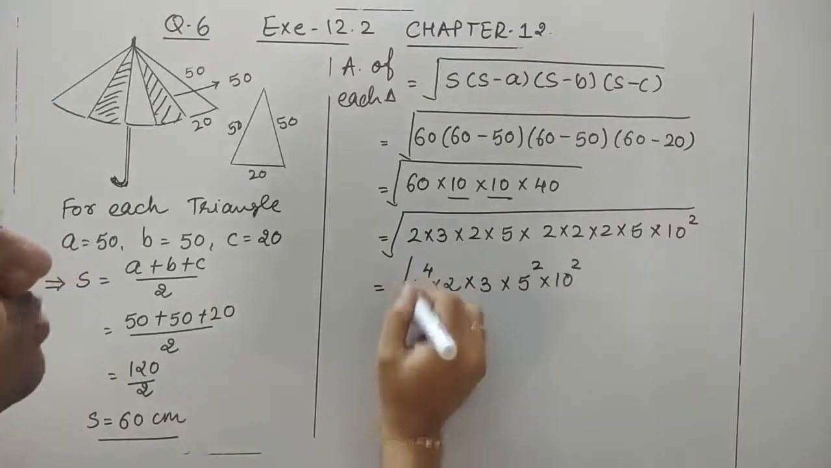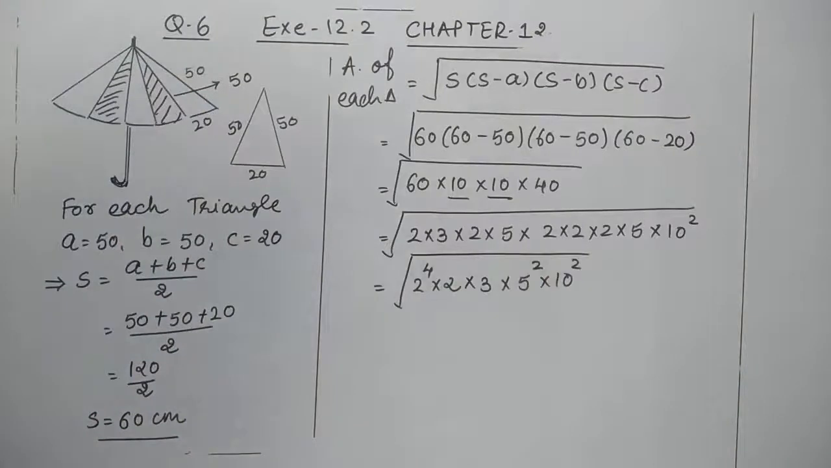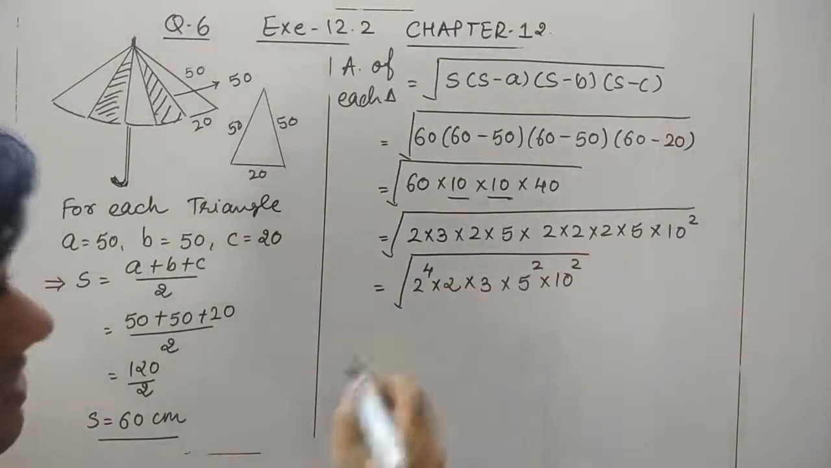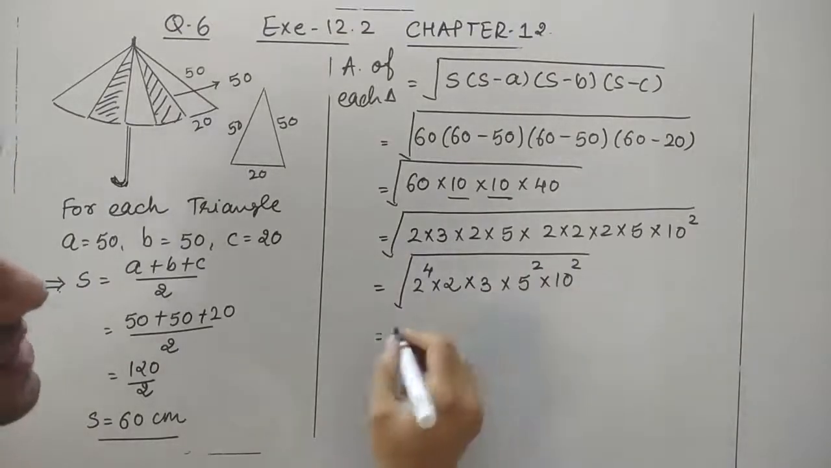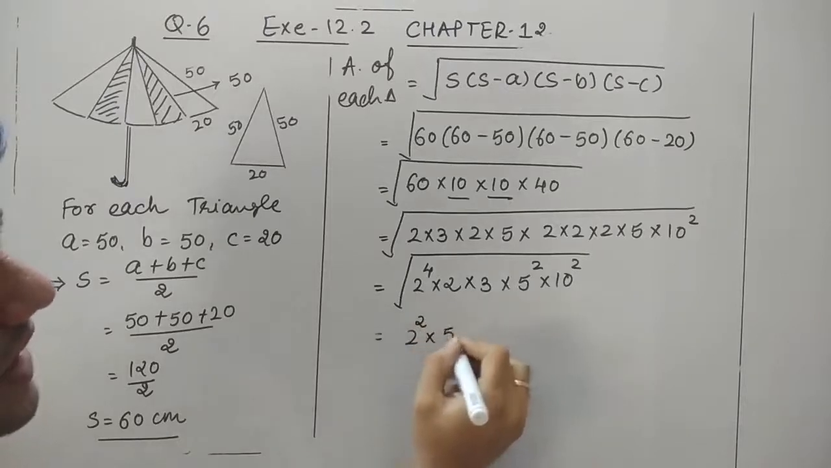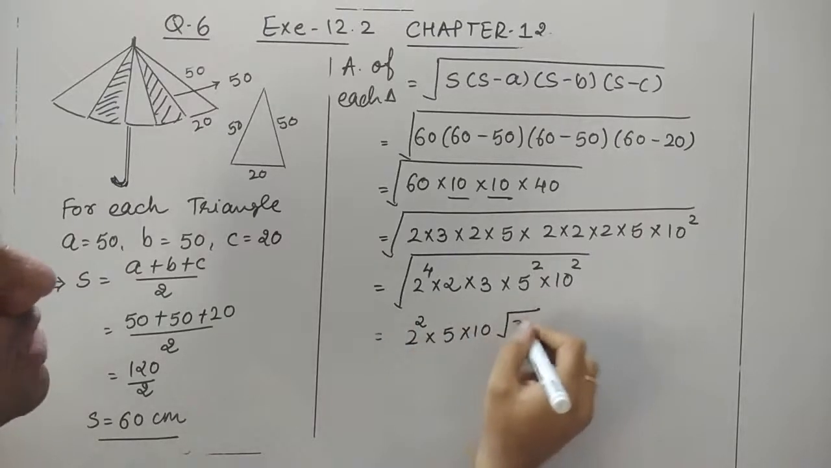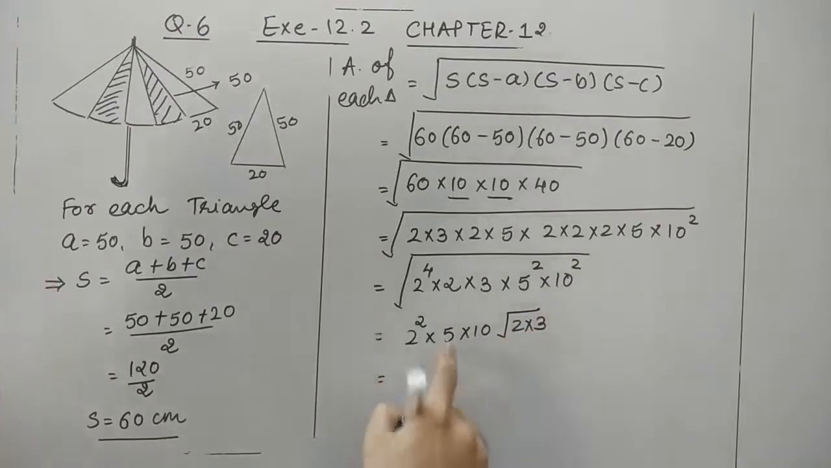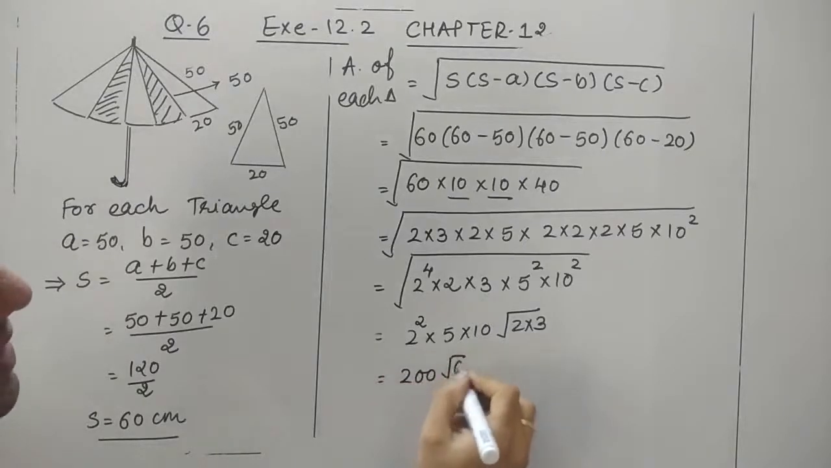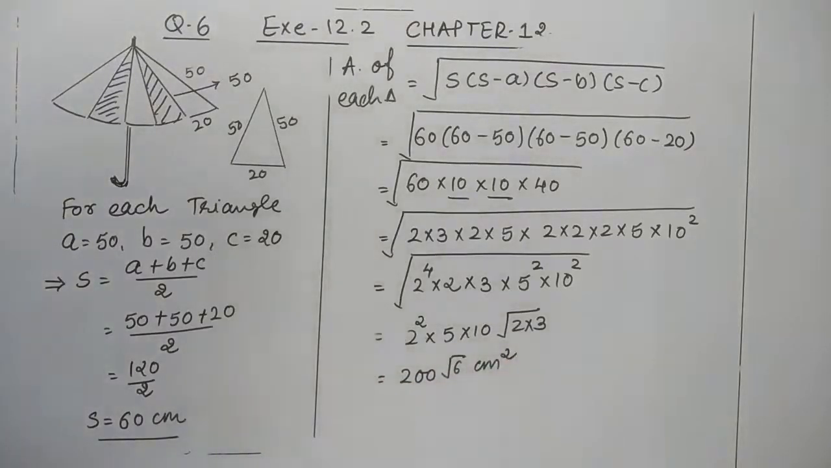So you can see here there are 2 numbers, 2 and 3, which we obtain only 1 time. So we have to check it. Fine, it is there. Let's just do the square root of the numbers which have an even power. So 2 comes out as 4, 5 comes out as 1 and 10 comes out as 1. And these two numbers remain as they are. So 5 fours are 20, 20 into 10, so that is 200 root 6 centimeters squared. That is the area of each.